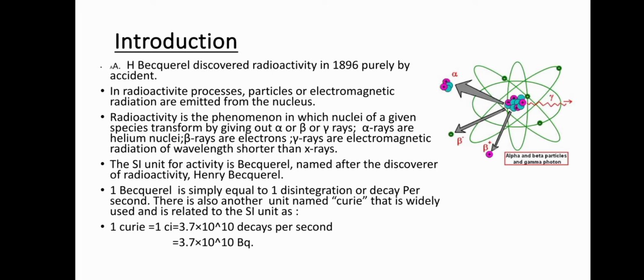The SI unit for activity is becquerel, named after the scientist Henry Becquerel. 1 becquerel is simply equal to 1 disintegration or decay per second. There is also another unit named Curie that is widely used and is related to the SI unit as 1 Curie equals 3.7 × 10^10 decays per second, equals 3.7 × 10^10 Bq.